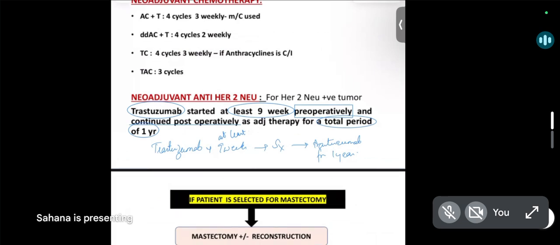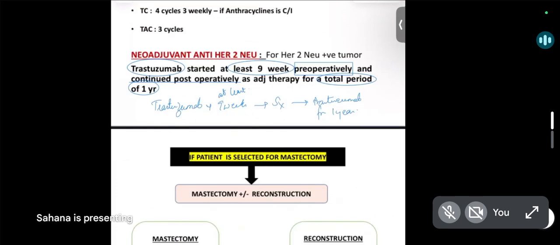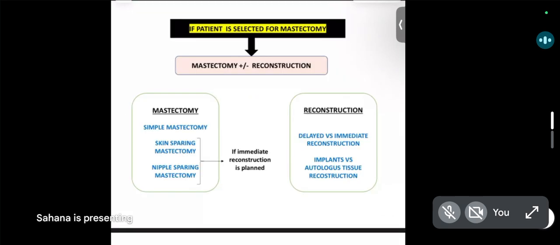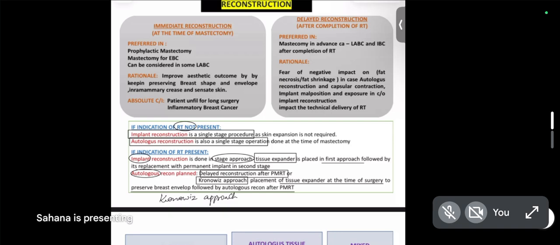Construction. Okay, we'll go to neoadjuvant, then come to oncoplasty. I have different slides for neoadjuvant therapy. It can be chemo or neoadjuvant endocrine therapy, neoadjuvant targeted therapy. What are the advantages of neoadjuvant therapy?